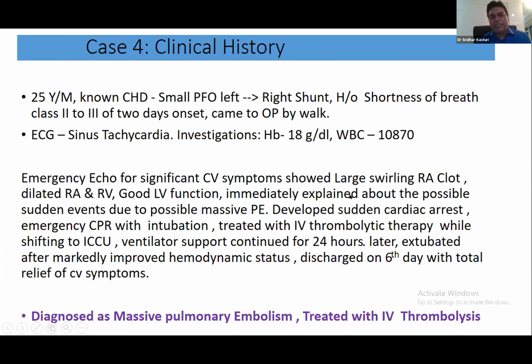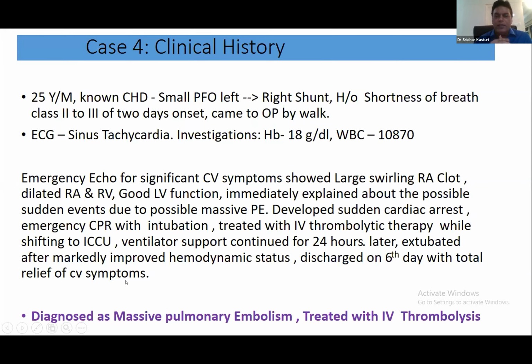Immediately after seeing that echo, we came out and discussed with the family members, and we told them there is a possibility of a sudden event. He has to be in the hospital immediately, and we should think of immediate thrombolytic therapy. They agreed. While shifting, immediately he developed a cardiac arrest. While shifting only, we did cardiac CPR, intubated, and that time only we pushed from the pharmacy, we got the thrombolytic therapy, immediately pushed. Then immediately shifted to ICCU, intubated, and we continued for 24 hours.